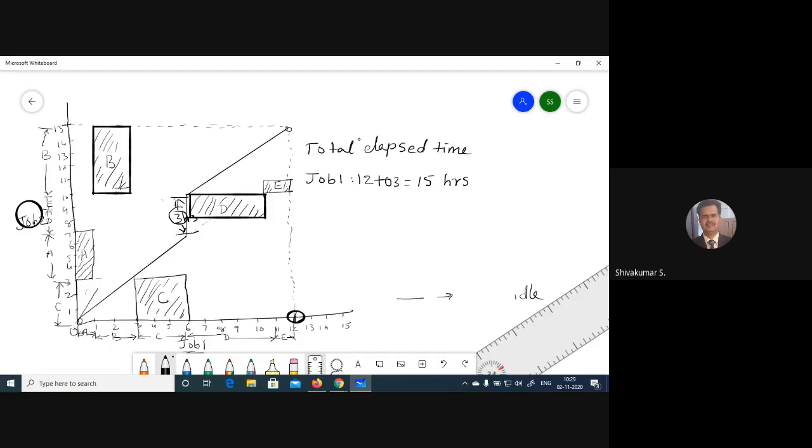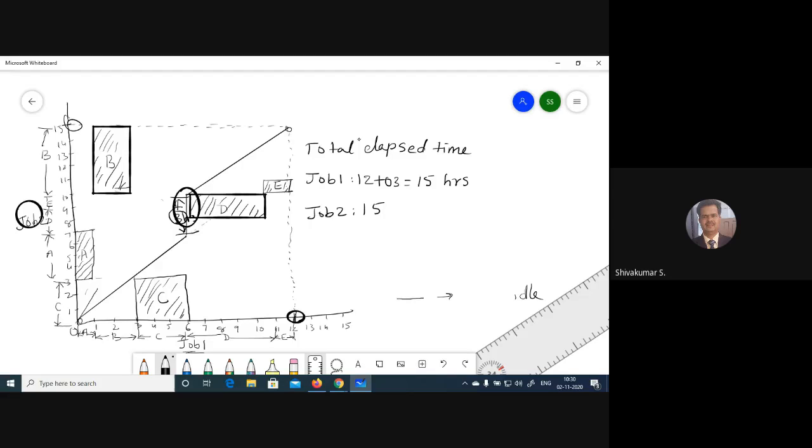15 hours for job 1. So this is the idle time. This is very important. This idle time should be calculated totally. Similarly, job 2 now. So actually it is 15 hours totally. That is, add all these things. So totally you're going to get 15 hours.